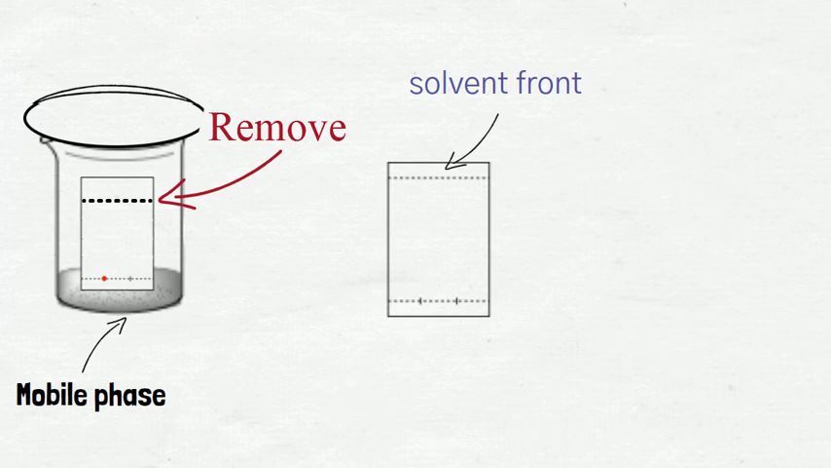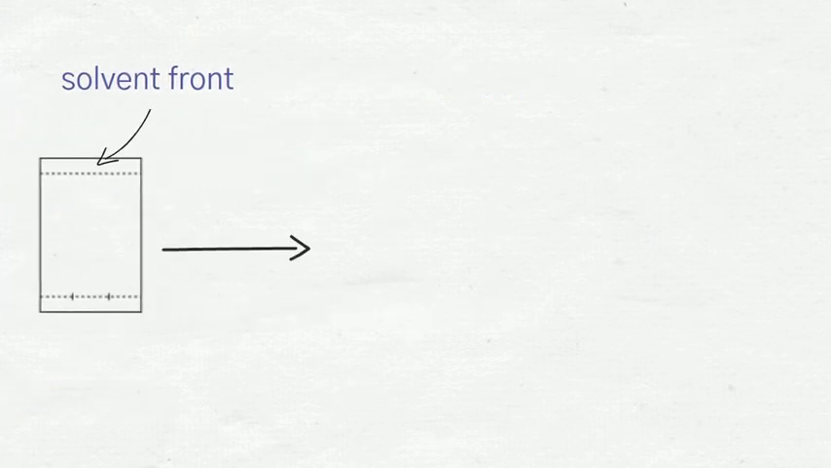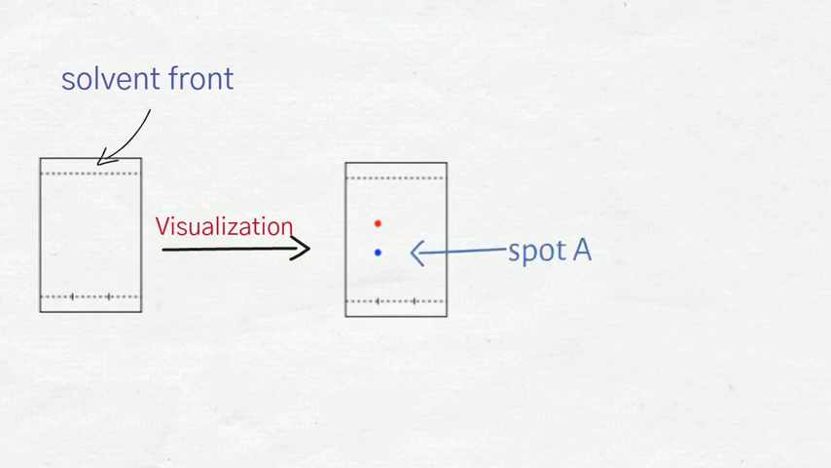Now, most compounds appear white, so we need a way to visualize the spots on the silica plate. The most common visualization technique is the use of a UV lamp. This works mostly for aromatic groups and highly conjugated compounds. There are other visualization techniques such as dipping the plate in various chemical solutions depending on what we have in the reaction mixture. In this example, we can see two spots, spot A and spot B.